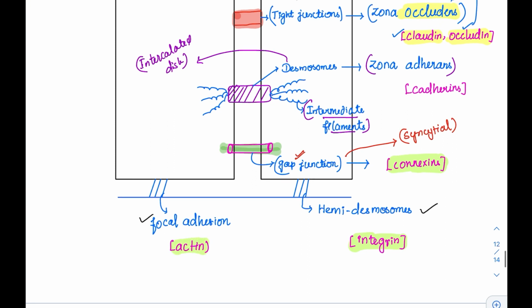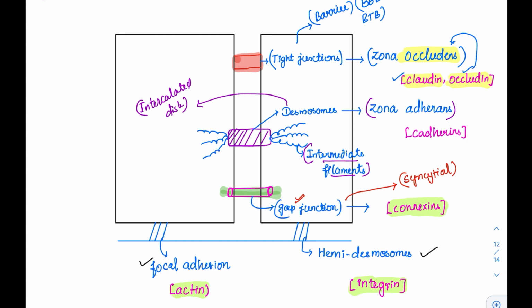So these are the cell to cell connections you should know. These are very, very important because any of them can be shown in pictures also, and some of them are associated with the syncytial activity, like gap junctions, and connexins is the protein for them. So this is very important.